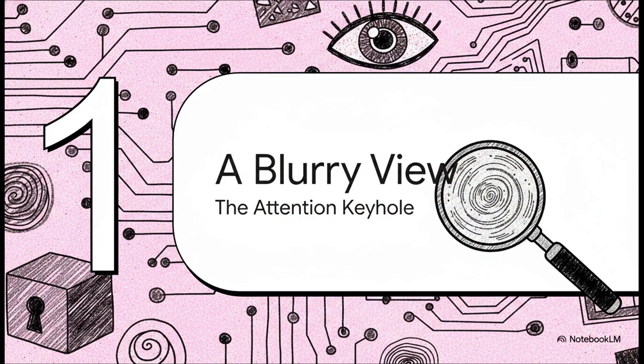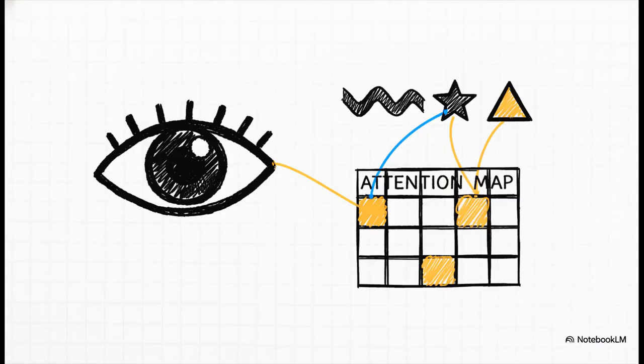So, to really get why this new approach is such a game changer, we first have to understand the tools we've been using up until now to peek inside that box. For a long time, our best guess came from something called attention maps. They're basically these heat maps that show us which words or which parts of an image a model is focusing on. And they've been super useful, but here's the catch. They only show a tiny part of the picture.